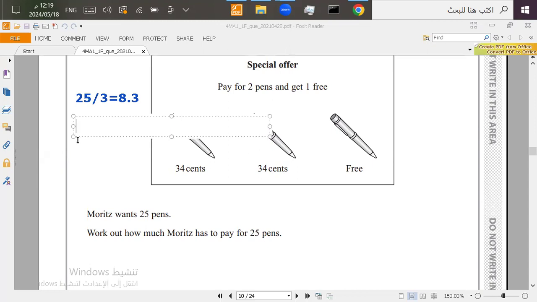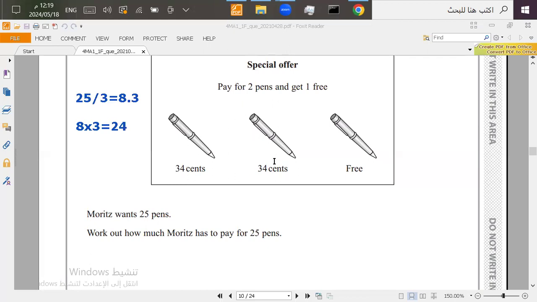So we're going to multiply the 8 by 3. It means 24 pens will follow the offer. And the rest of the pens, which is 1 pen, he's going to buy for 34 cents. Now, for these 3 pens, he will pay only the cost of 2 pens. It means we're going to take 2 pens together, which means 68 cents.